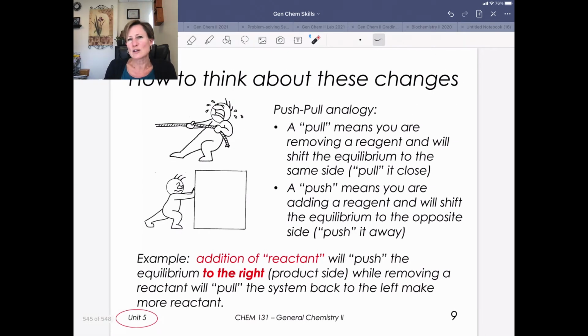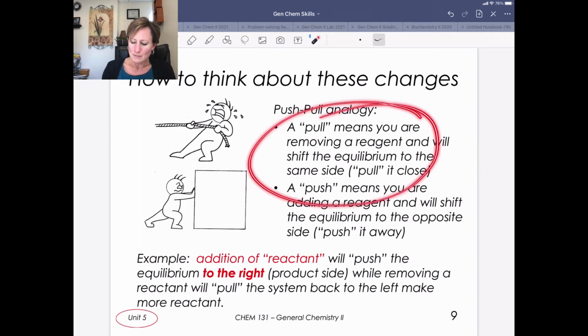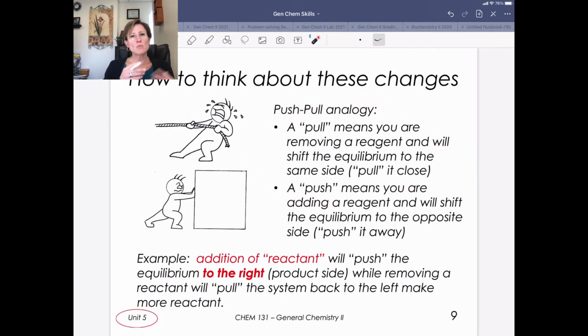The other thing to think about is more from a qualitative standpoint. Remember when we talked about Le Chatelier's principle, and we talked about sort of a push-pull analogy to think about shifting equilibria? Well, the same can be true with salts. So this is basically taken from Unit 5, but it's to remind you that a pull means we're removing a reagent and we're going to shift the equilibrium to that same side.